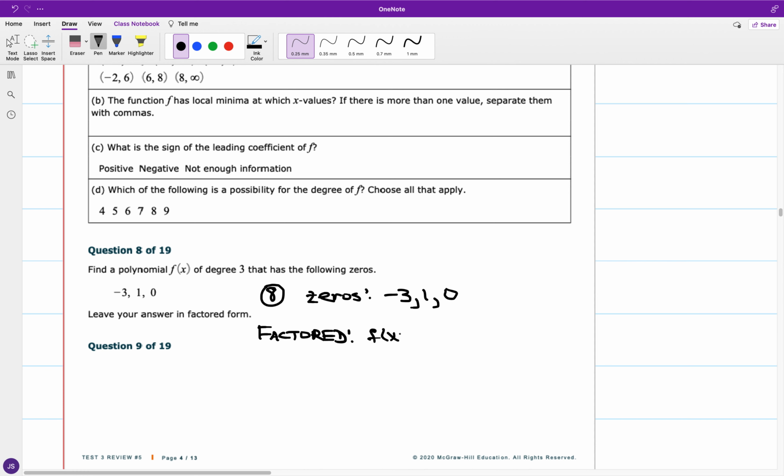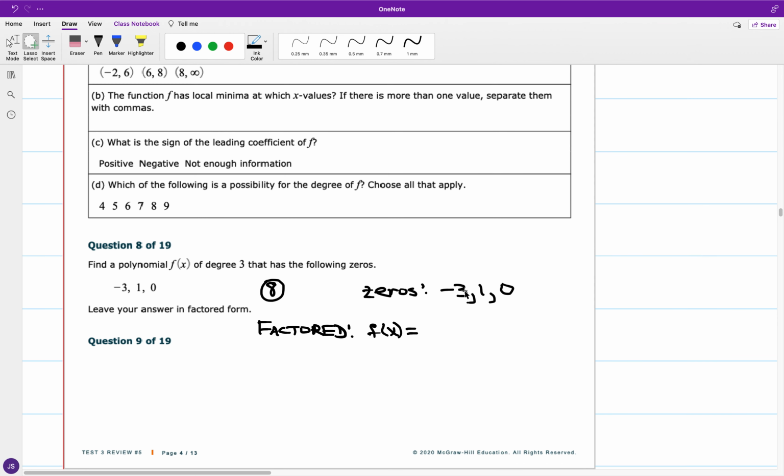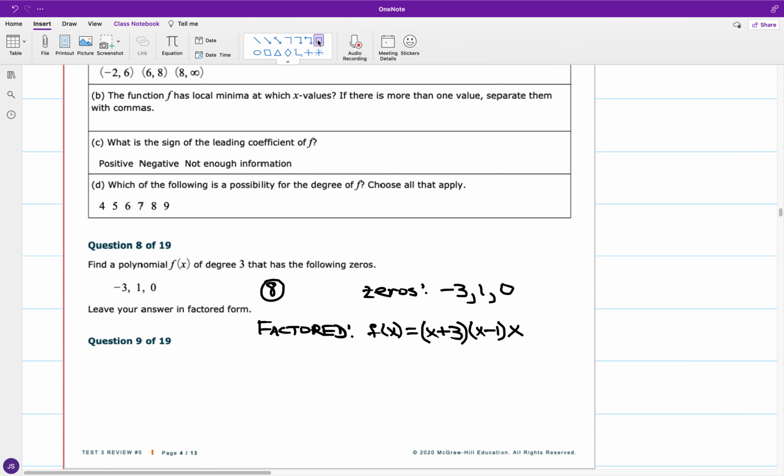So you can see we have f of x, and setting up a factored form, they'll be in correspondence to, in this case, x equal to -3, x equal to 1, and x equal to 0. Okay, and we say that x equals -3 stems from x plus 3. And for 1, we can say this stems from x minus 1. And 0, we can say this stems from the variable x. Okay, so this is going to be the factored form.